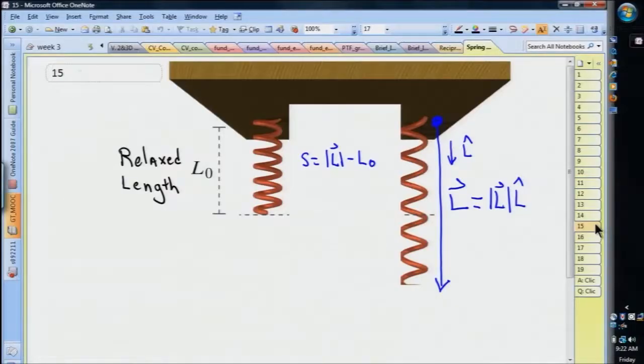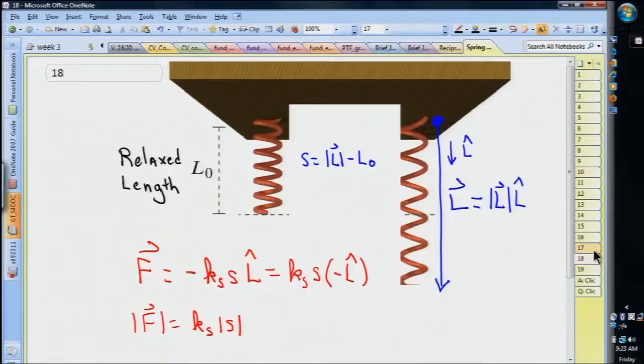Now, in addition, the quantity S, the difference between the spring's length and the relaxed length, is given by S equals the magnitude of the vector L minus L0. Notice when S is positive, the spring is stretched, and when S is negative, the spring is compressed. Putting this all together, we can describe the spring force F with the vector expression minus K sub S times S times L hat. Now the magnitude of this force is just Hooke's law. So that's just what we want.